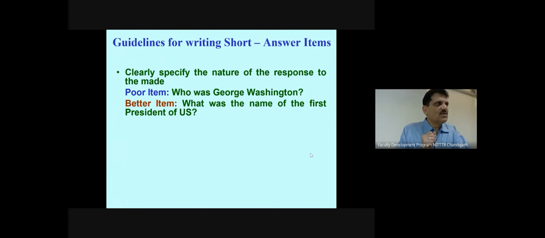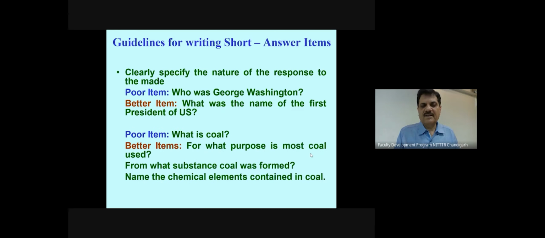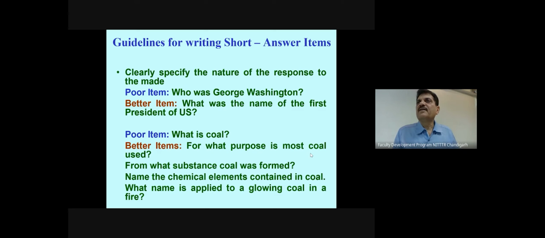So the golden rule is, think of the intended answer first and then write the statement of the question to which that answer is the only appropriate response. So this will avoid indefiniteness. This will avoid multiple correct answers. Better items. Okay.